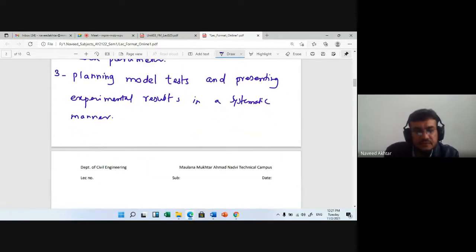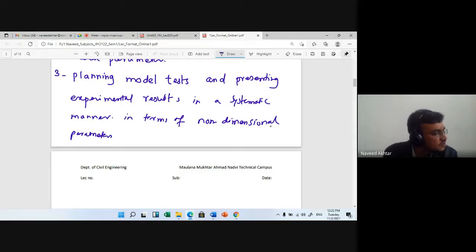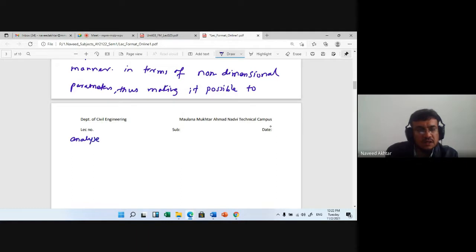In terms of non-dimensional parameters, thus making it possible to analyze the complete fluid flow phenomenon.